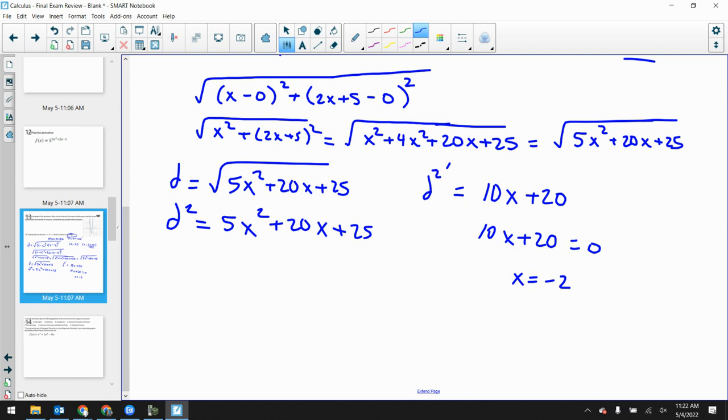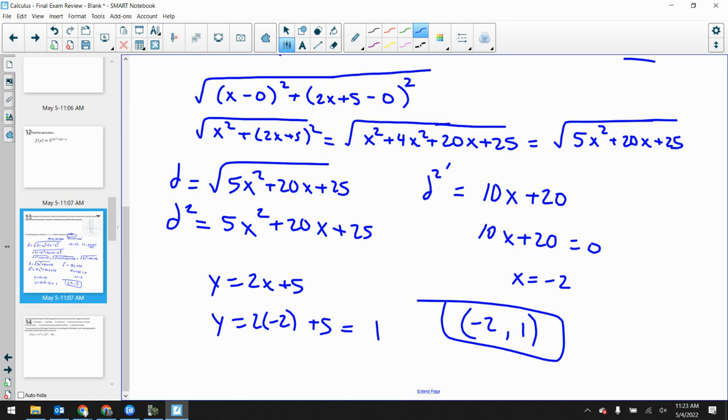And now all I need to do is find the y value of that coordinate. Remember that the coordinate came from y is equal to 2x plus 5. So plugging that in there, y is equal to 2 times -2 plus 5, -4 plus 5 would give me 1. So that means all said and done, (-2, 1) would be the closest point to the origin. (-2, 1) would minimize distance to the origin on y equals 2x plus 5. Questions there?